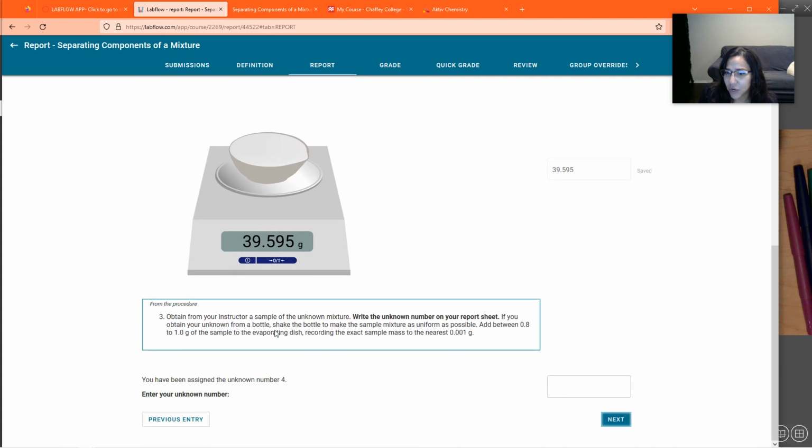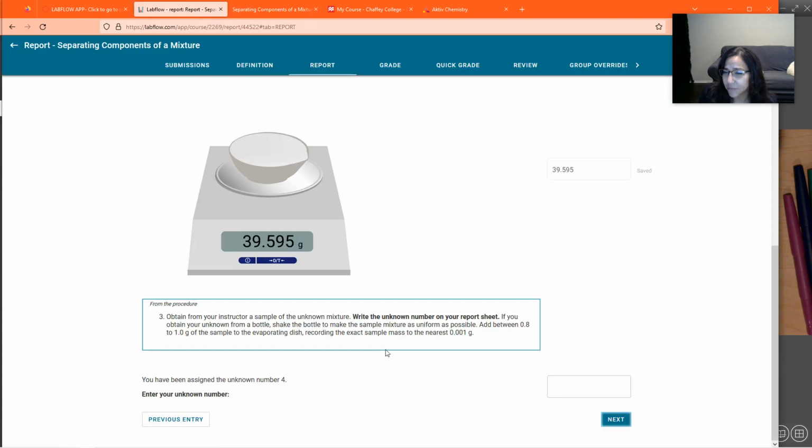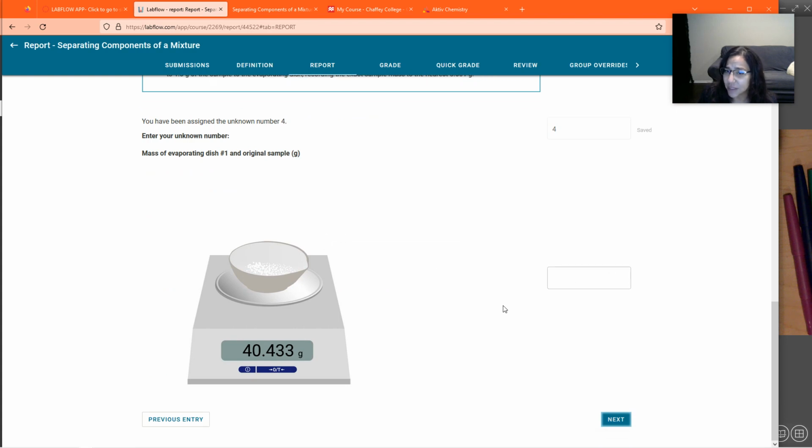Now that that's reported, it says the same thing. You notice that it said here on the lab. It's going to say it here. What is our unknown number? You have been assigned the unknown number 4. So all you do is enter the number 4. Right? And you're going to continue through this where it's going to ask you to calculate the mass and give it to me in this many significant figures, right?